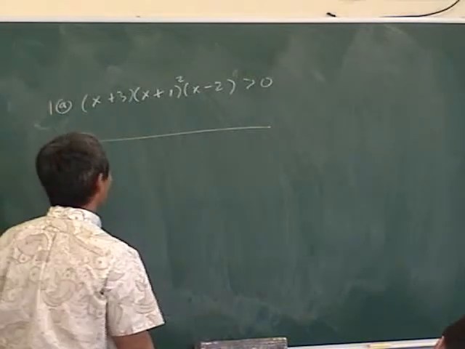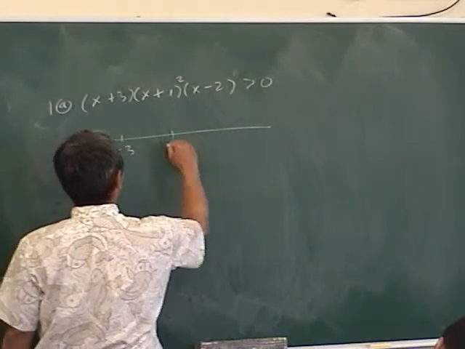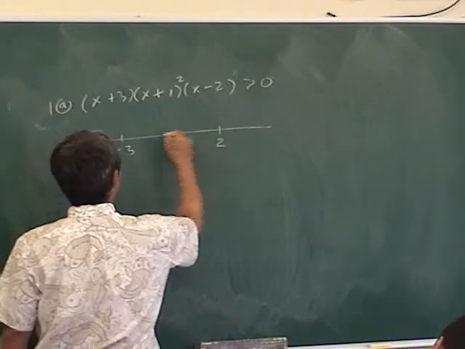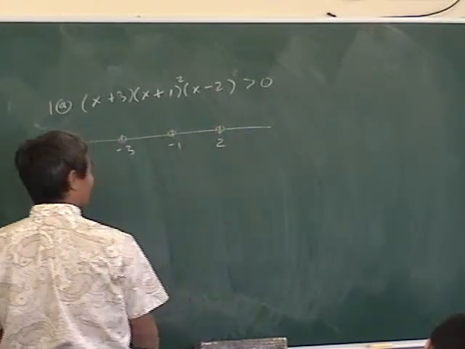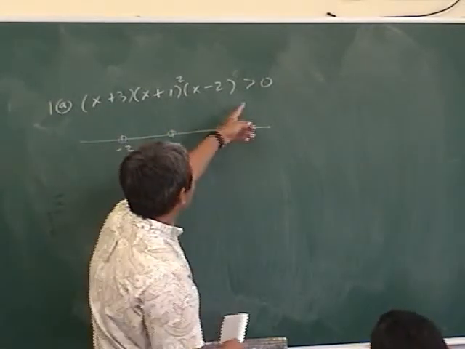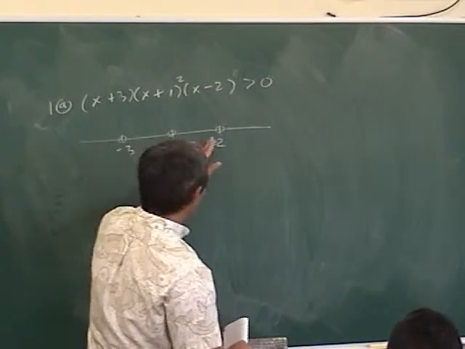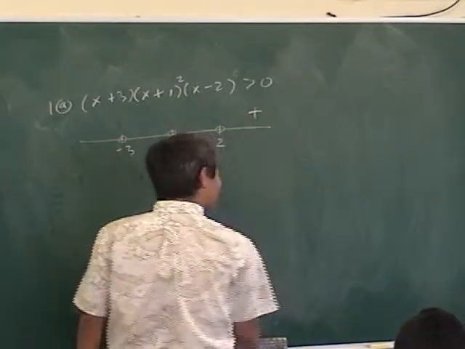What goes on this number line? -3, -1, and 2. Okay. Are these 3 points part of the solution or not part of the solution? Not part of it. Okay, very good. How do you know? Yeah, because there's no or equal to there. Okay, now there are 4 regions. Why do I like this one? Because it's going to be positive.